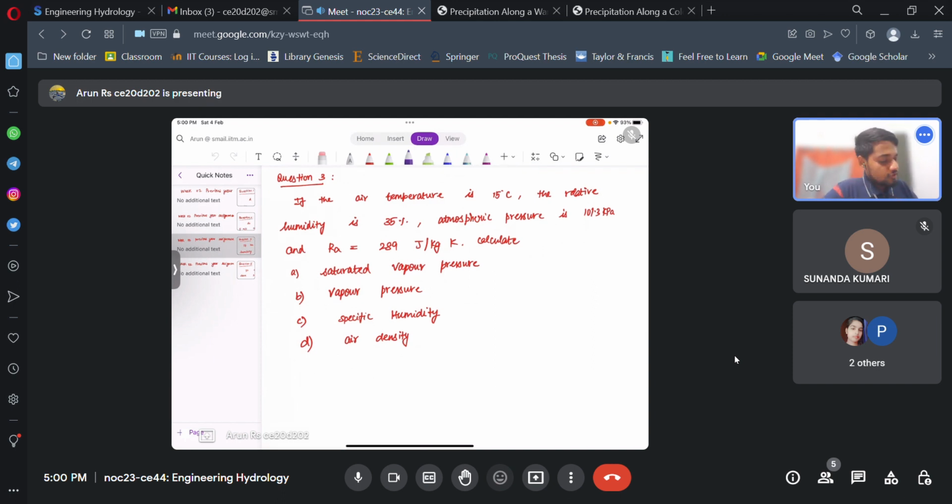So here the question is, if the air temperature is 15 degrees centigrade, the relative humidity is 35%, atmospheric pressure is given as 101.3 kilopascals, and the gas constant is given as 289 joule per kg Kelvin, we need to calculate saturated vapor pressure, specific humidity and air density.